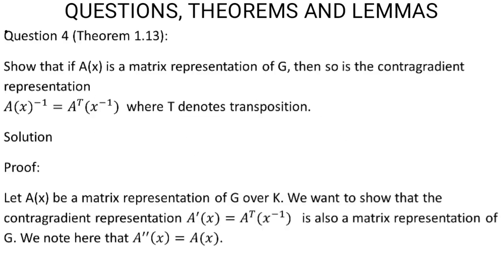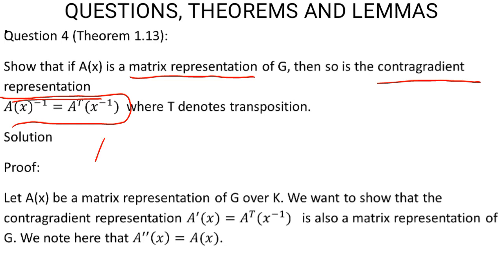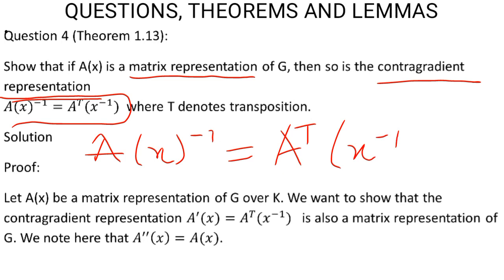Okay. So next is theorem 1.12, which I have also framed as a question here. It says, show that if AX is a matrix representation of G, now you know what a matrix representation is, then so is the contragradient representation. So if you're asked what is a contragradient representation, we mean this term here. A contragradient representation is AX inverse transpose, which equals A transpose of X inverse. Okay, that's a contragradient representation.